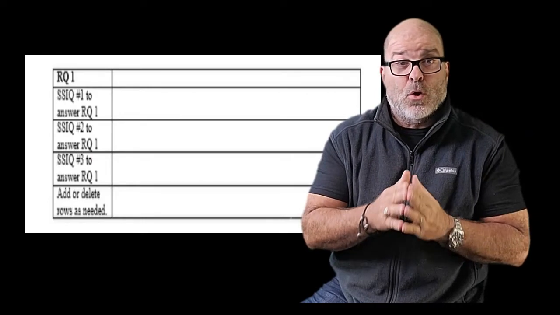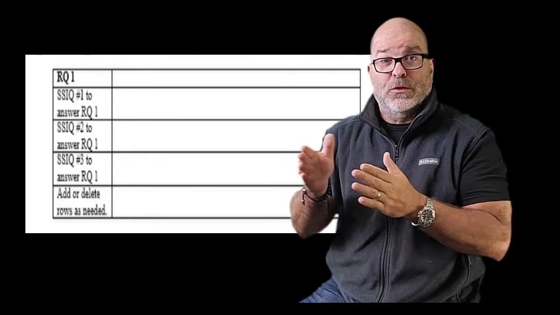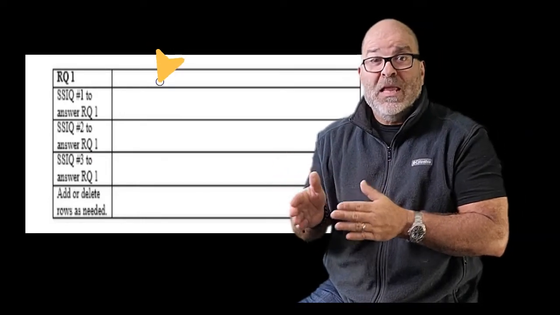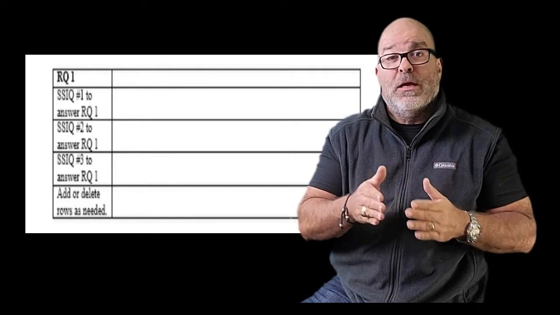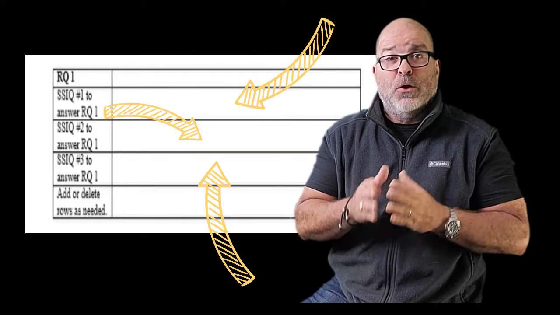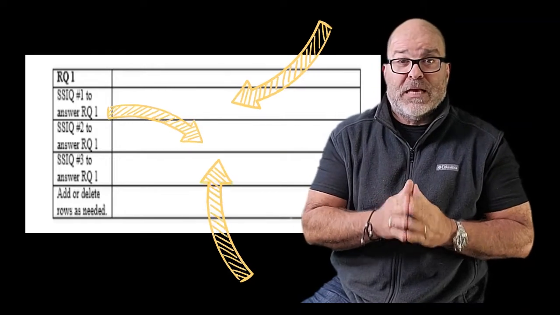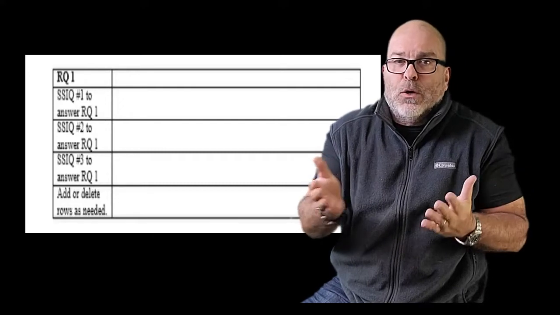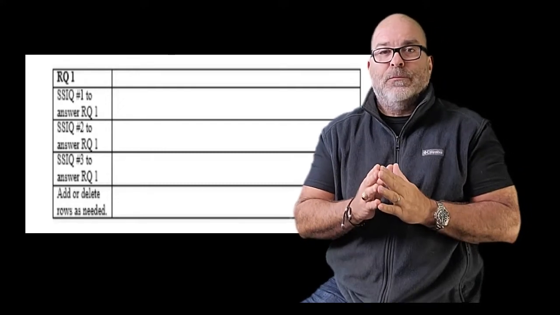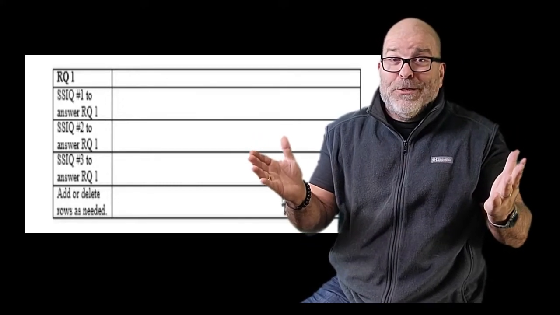After entering your RQs directly from your proposal in the space to the right, then fill in your SSIQs that relate only to that RQ in the spaces below. There are enough spaces for 3 SSIQs for each RQ, but again, feel free to add or delete more rows to accurately reflect your study. That takes care of page 2.